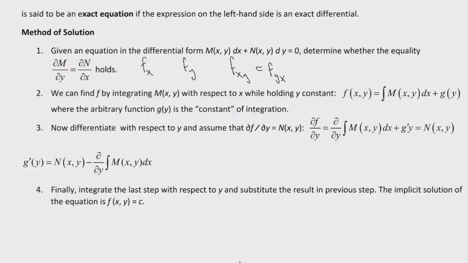Okay, so step two. We've now verified that, yay, it does fit the partial derivative definition. So we're going to integrate, and honestly it doesn't really matter, but to be consistent, we're going to integrate M with respect to x, and when I get an answer there, I'm going to have that function with some constant, or not necessarily constant, but with some function with respect to y.